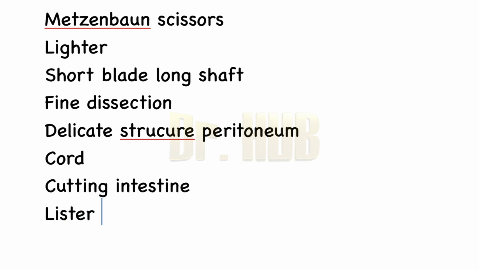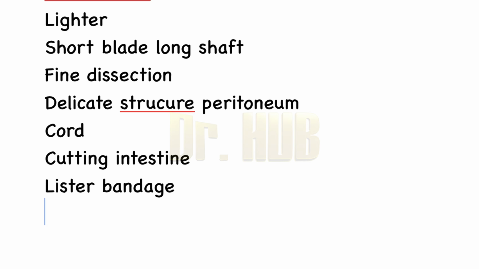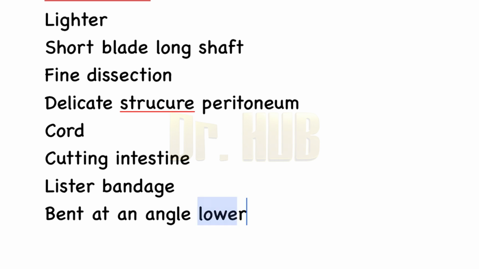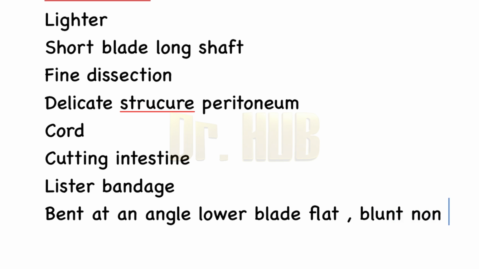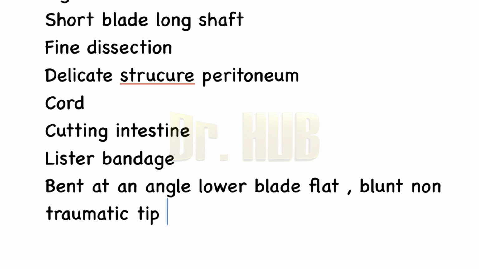Then we move on to the Lister bandage scissors. The design is there's a distal blade bent at an angle. So it is bent at an angle. So when you see a scissor bent at an angle, it is a Lister bandage scissors most likely. And the lower blade is with a flat. There's a blunt non-traumatic tip also present.